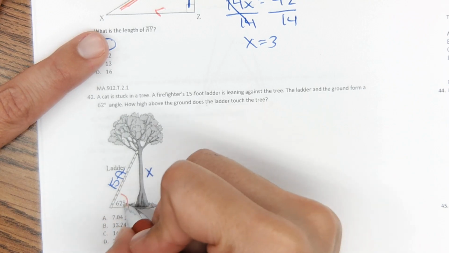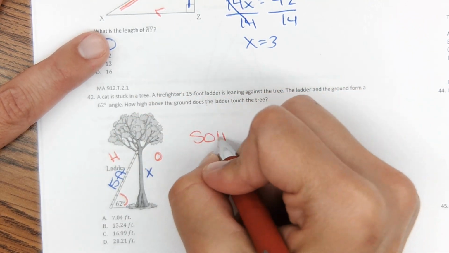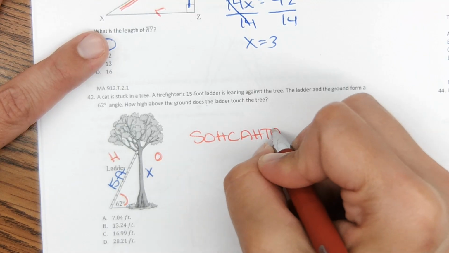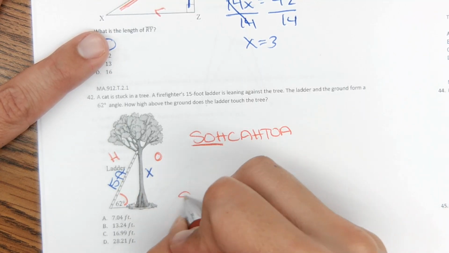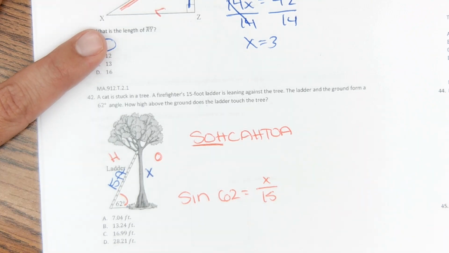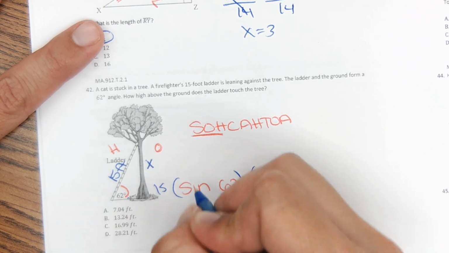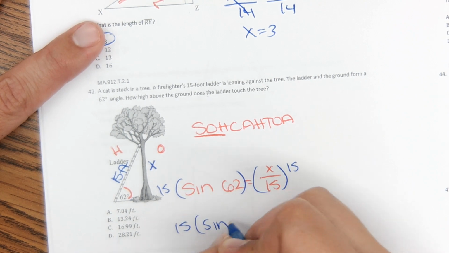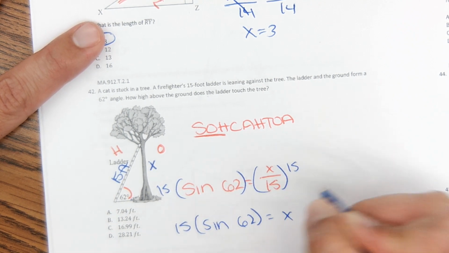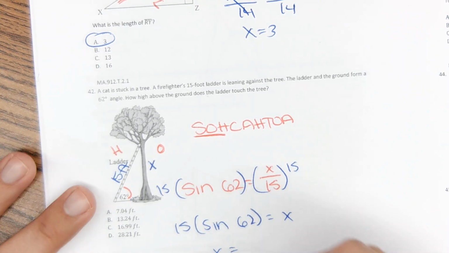So from this angle, we have the opposite side and the hypotenuse. Using SOHCAHTOA, that would be sine. Sine of 62 equals x over 15. Then multiply both sides by 15. 15 sine of 62 equals x, and x equals 13.2.